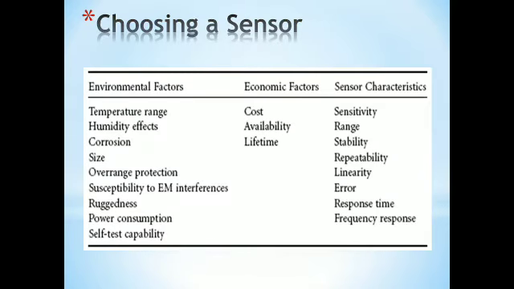Choosing a sensor. We choose a sensor based on three factors: environmental factor, economical factor, and sensor characteristics. On environmental factor, it depends on temperature range, humidity effect, corrosion, size, overrange protection, susceptibility to EM interference, ruggedness, power consumption, self-test capability. On economical factor: cost, availability, lifetime. On sensor characteristics: sensitivity, range, stability, repeatability, linearity, error, response time, frequency response.